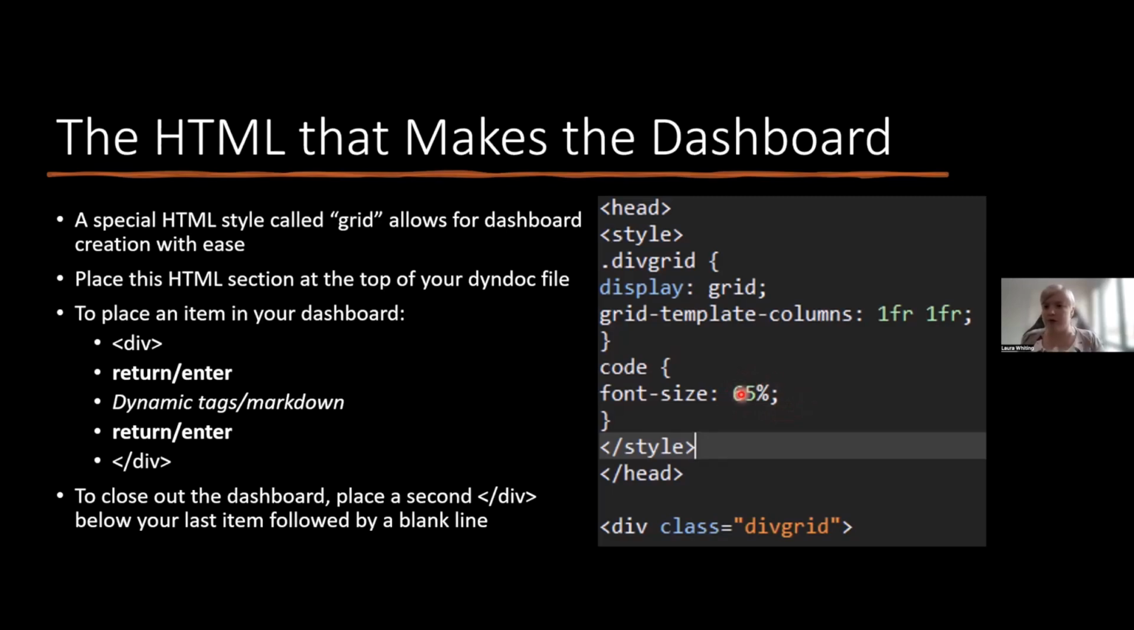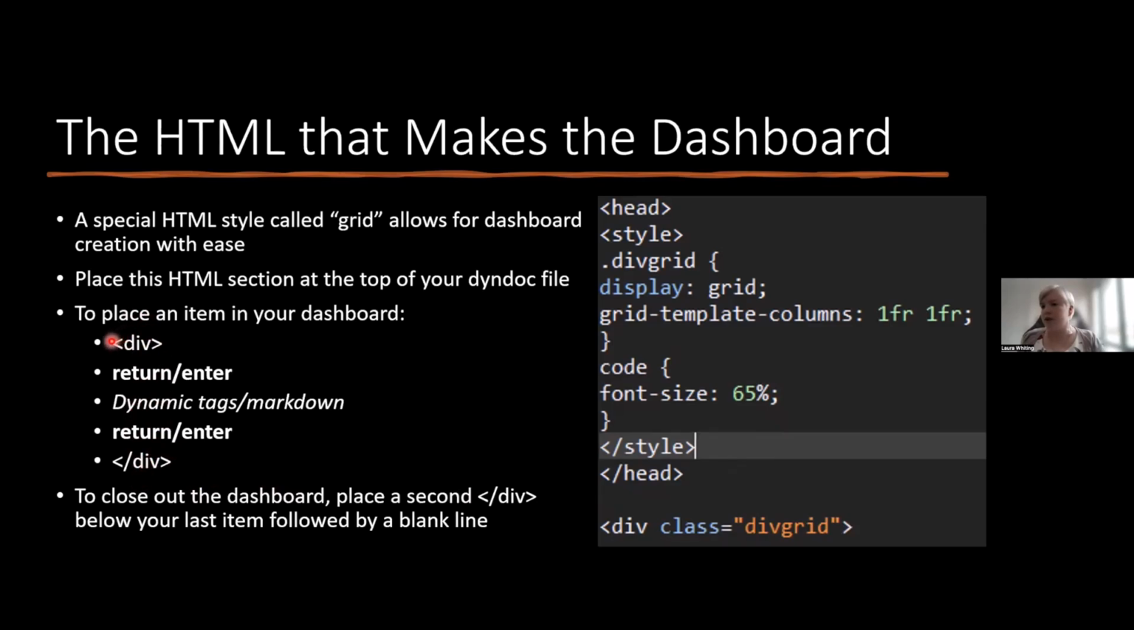65% is what I put to make it reasonable, but you can change this depending on what you have. But so that's all you need at the top. You open with your div grid class. And then when you want to put an item in your dashboard, you just need this set of lines.